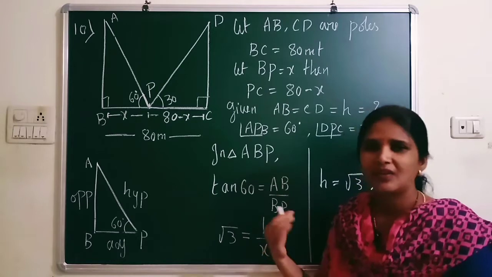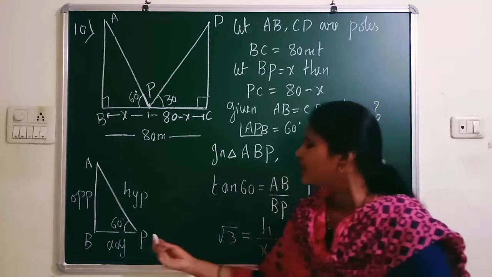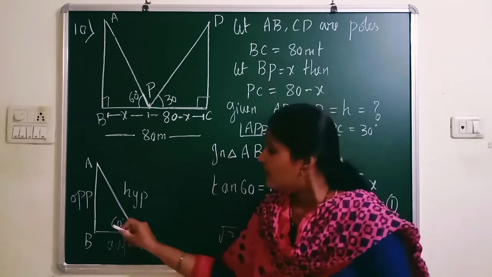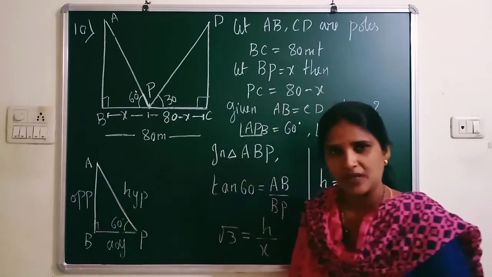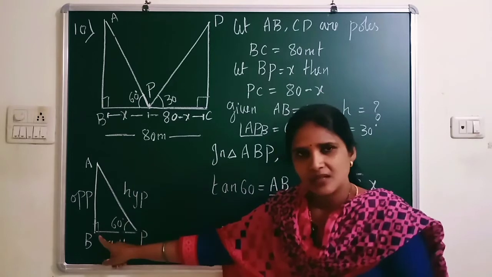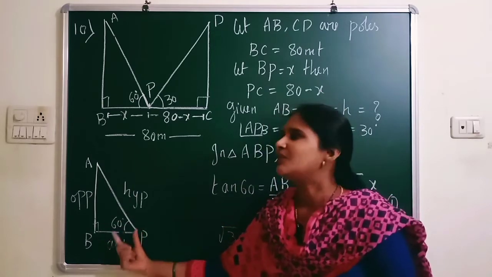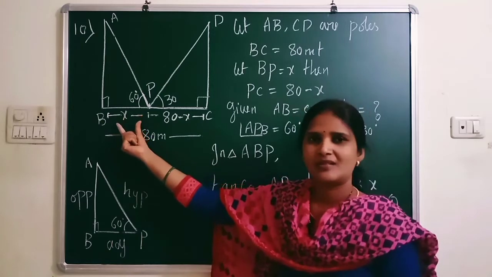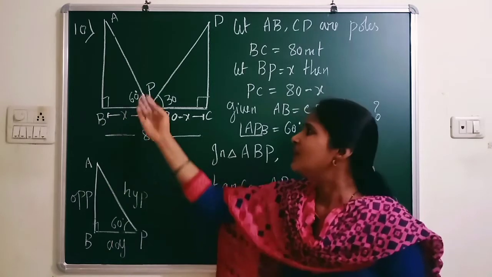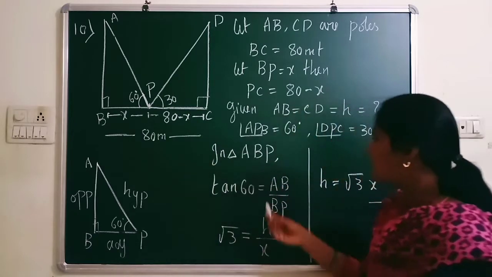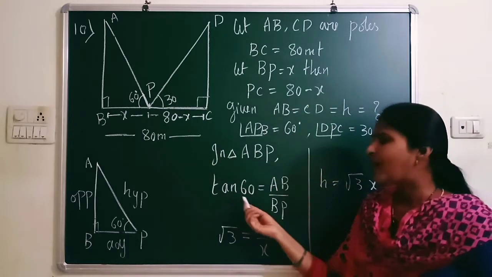So according to that we have to take the trigonometric ratio. Now what is this here? Hypotenuse, opposite and adjacent. Now which trigonometric ratio do you want to pick? AB is compulsory because I need to find AB. And BP is compulsory because I already assumed BP as X. So with this only I could find something. If I take the hypotenuse, we cannot do anything. That's why, consider in triangle ABP, tan 60.